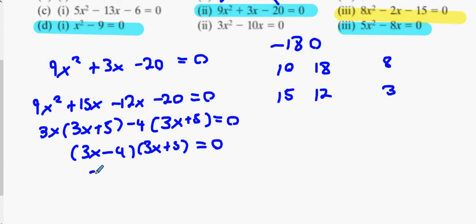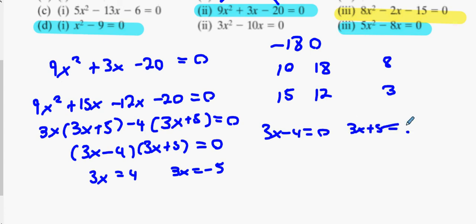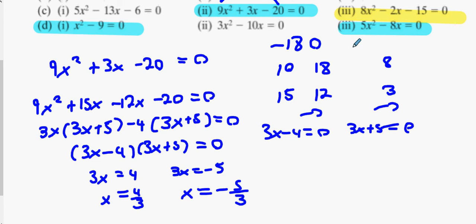Then you have 3x equals 4, 3x equals minus 5. Remember you do this thing here where you put them equal to 0. You transfer over the 5 and transfer over the 4. Divide by 3. Do you get x equals 4 over 3 and x equals minus 5 over 3? Go with that. Alright.